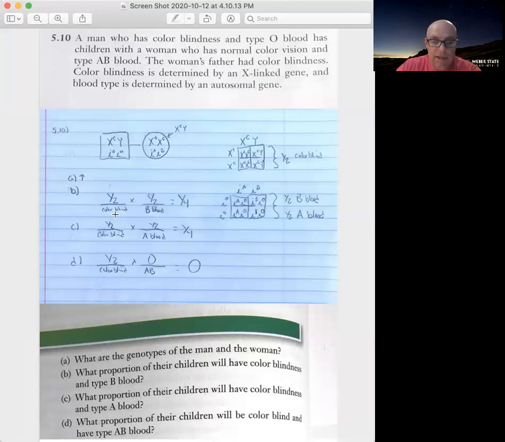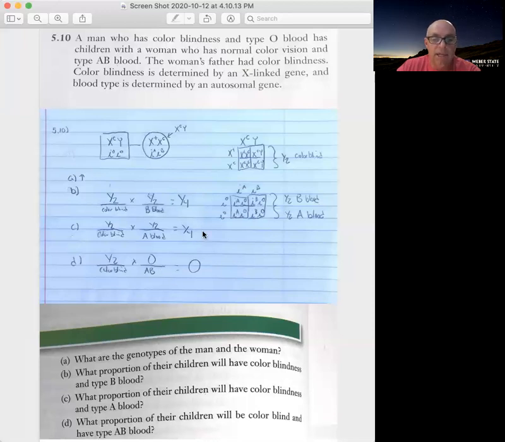Color blindness, go up to this part, half of them will be colorblind. So that's one event, and the second event is type B blood. What's the probability of both events occurring? You just multiply those two together. 1/2 times 1/2 equals 1/4. In C, it's the same thing, only it's asking about the A blood type. Colorblind is 1/2, and type A blood is again a 50% chance. Multiplying this event by that event equals 1/4, or 25% of the time they should have a child that is colorblind and has type A blood.